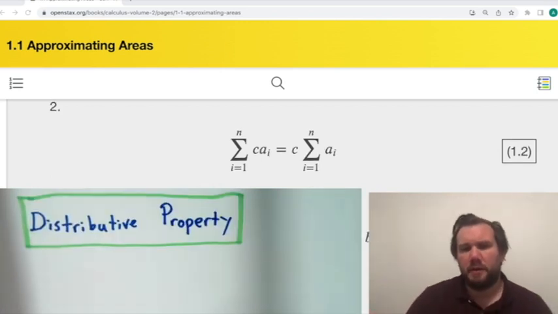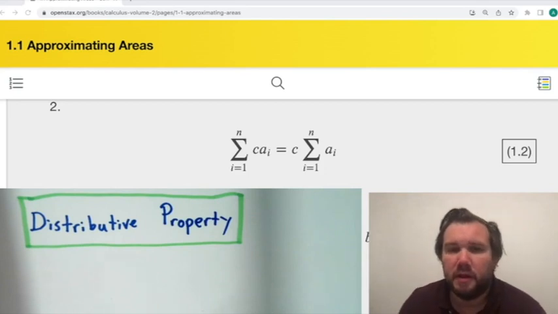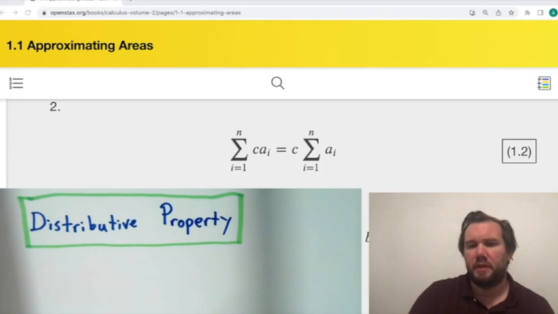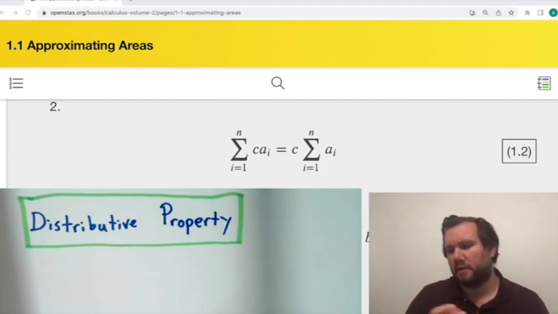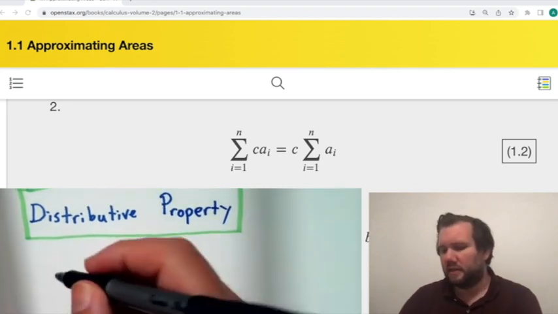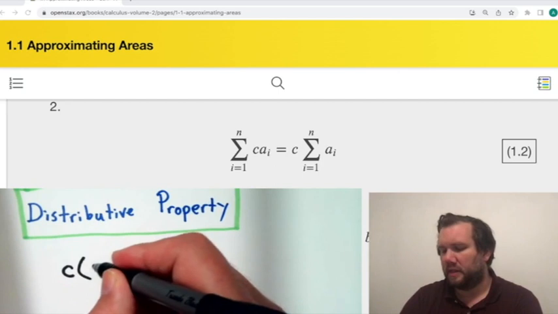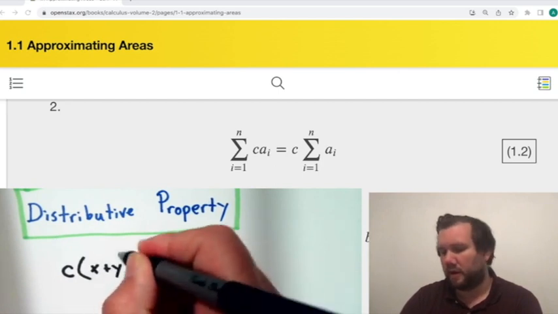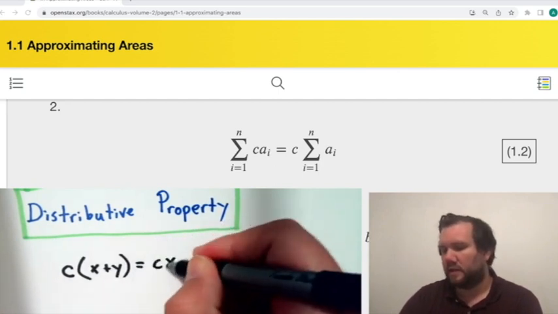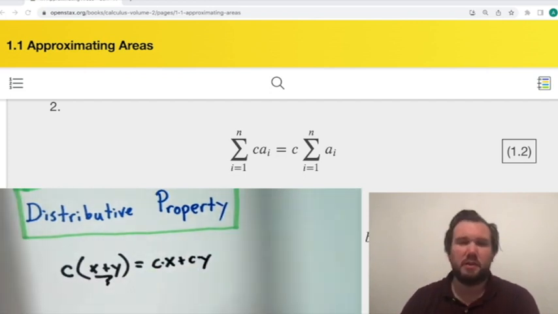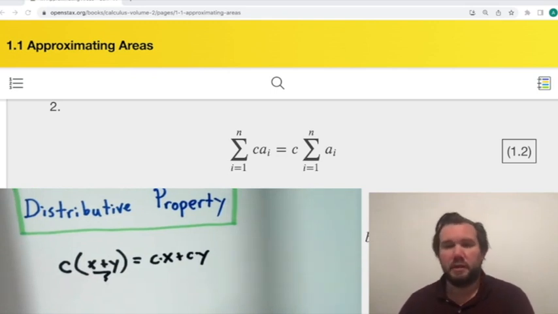The next property of sums that's sometimes useful is that you can pull constants in front. So if you have a constant that's being multiplied by your expression, you can pull the constant in front of the sum. And this is basically just the distributive property. If you looked at c times (x plus y), you would know that that's c times x plus c times y. Here it's just for adding two things, but a summation is just adding lots of things. So it applies more generally.